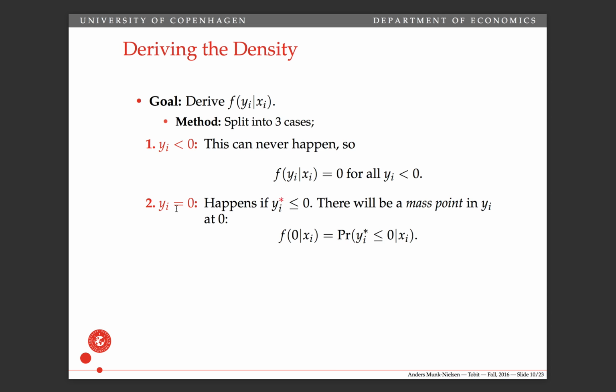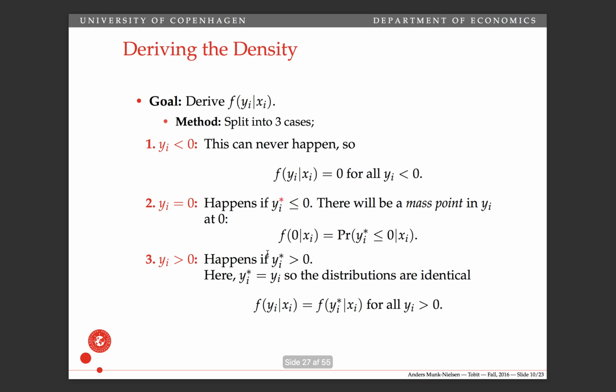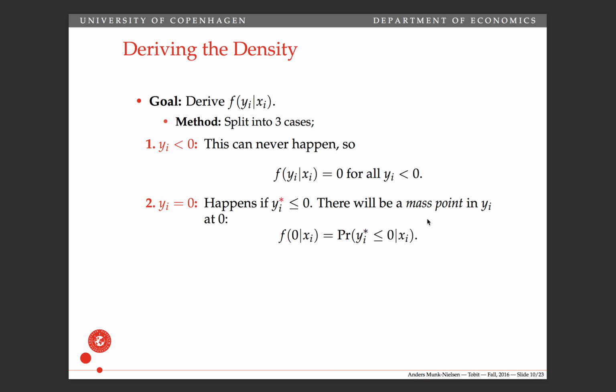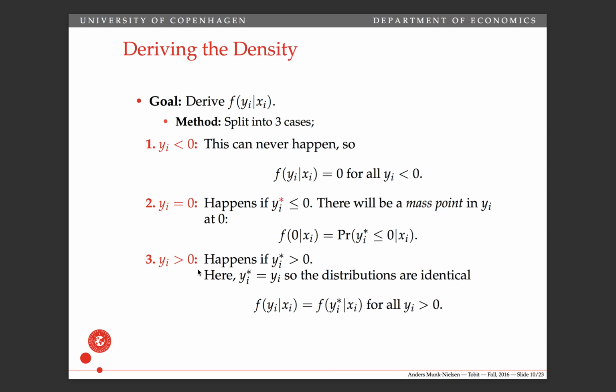In the second case, when is y equal to 0? When do we observe a 0? That happens whenever the latent index is 0 or less than 0. Okay, so the density at 0 is the probability that y star is smaller than or equal to 0. And we're going to look at this later. What about when y is greater than 0? Well, that happens whenever y star is greater than 0. And that's nice because then y star is equal to y, and so they have the same PDF on these points. And this is nice because this is just the OLS density, just what I derived on the previous slides. So that's really nice. So the only thing we're missing is this one here.